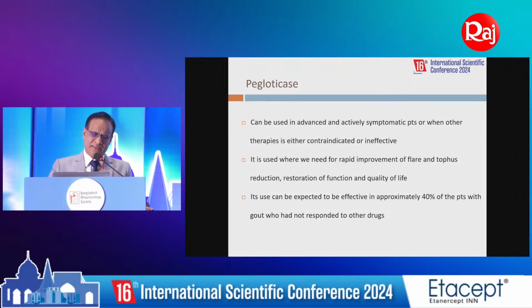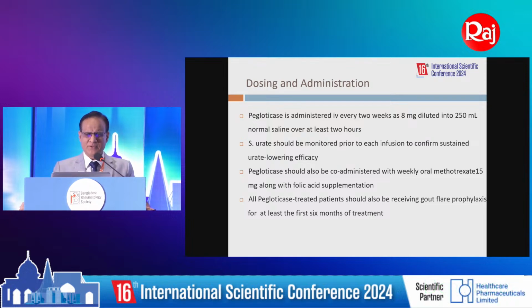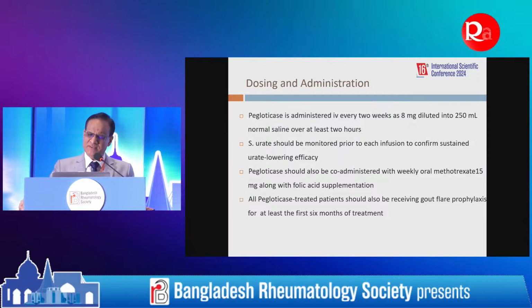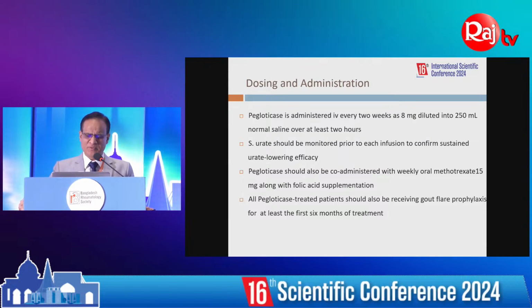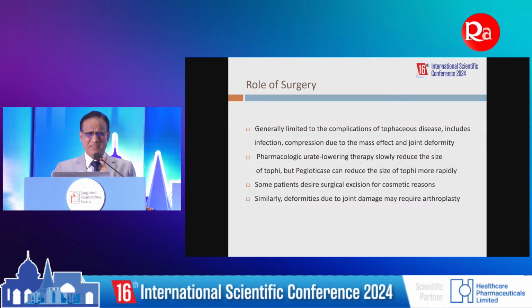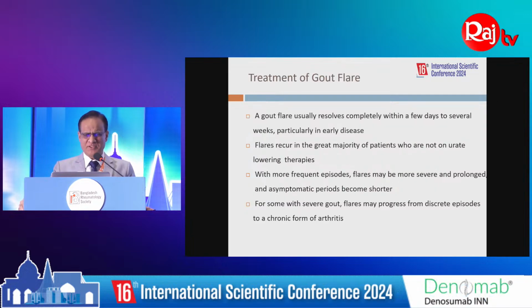But we can think about this. It can rapidly reduce the serum uric acid level. Dosage and administration, I don't like to discuss in detail. It is given every 2 weeks, 8 milligrams diluted in 250 ml normal saline, by IV route. Role of surgery is actually not so important. Sometimes in disfiguring tophaceous gout, when it compresses other structures, we may suggest surgical decompression.